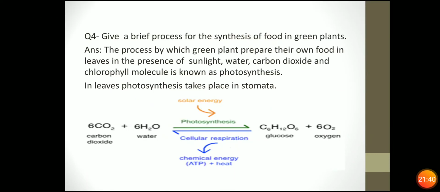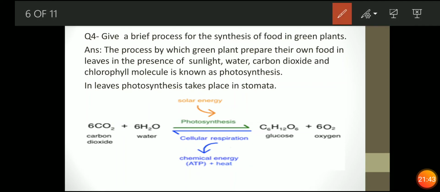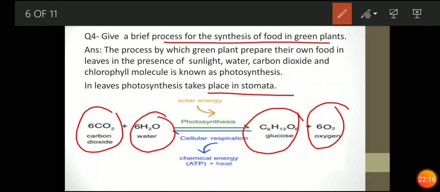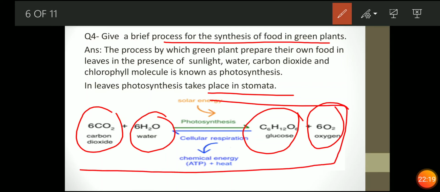Now give a brief process for the synthesis of food in green plants. The process is photosynthesis. So green plants use carbon dioxide and water in the presence of sunlight and chlorophyll molecule, and they convert it into glucose plus oxygen. The process by which green plants prepare their own food in leaves in the presence of sunlight, water, carbon dioxide and chlorophyll molecule is known as photosynthesis. Now in leaves, where does photosynthesis take place? That is in stomata. Please always write this also when you write photosynthesis.